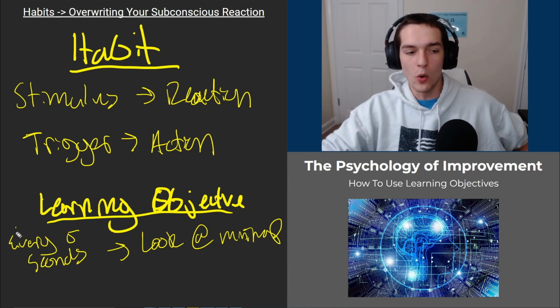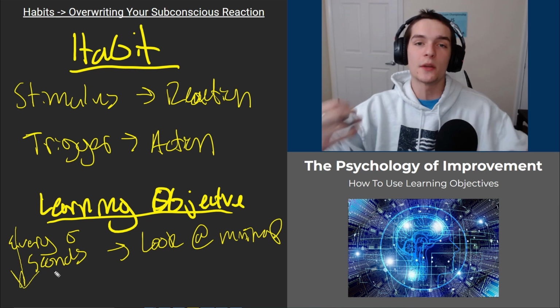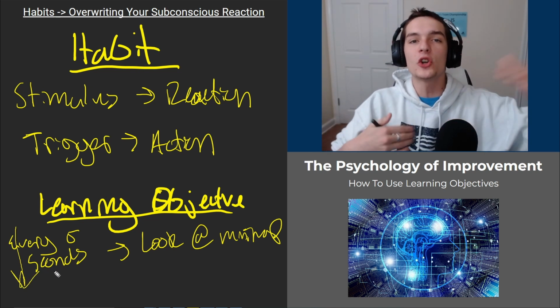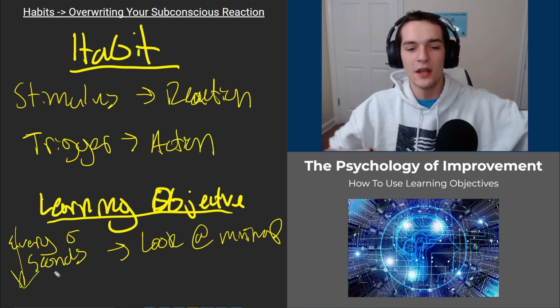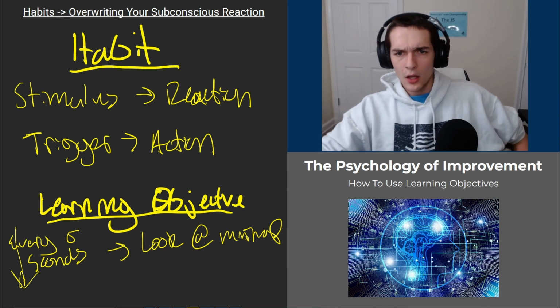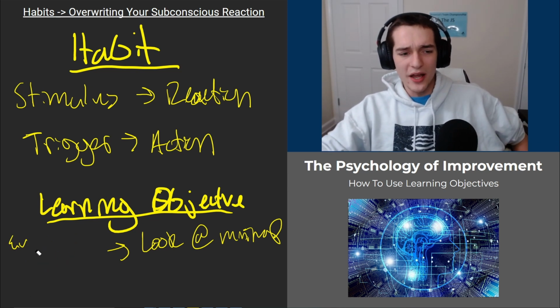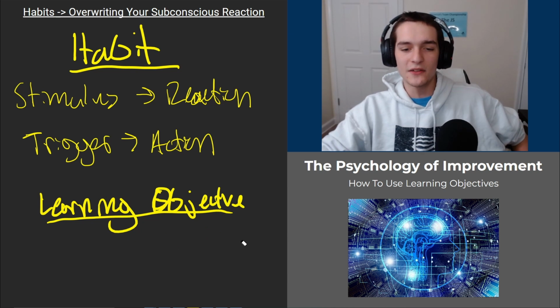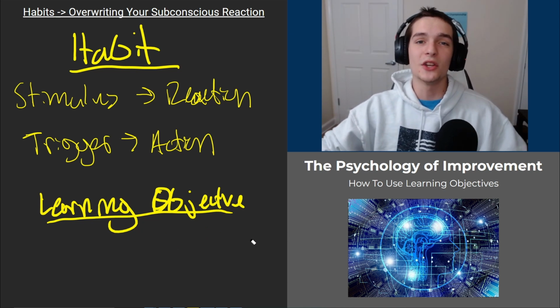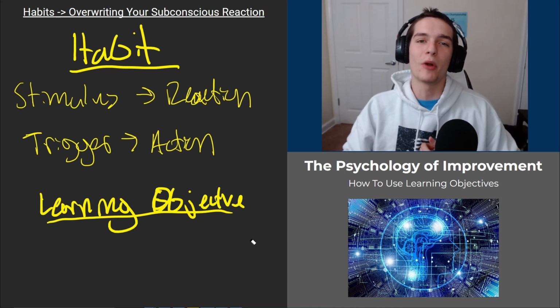Now, you go on to the next one when you can start to do this subconsciously and you feel that first system of your brain, that subconscious system, start to take over for you. So this is how you create really good learning objectives, and the goal is to teach your subconscious brain how to play.